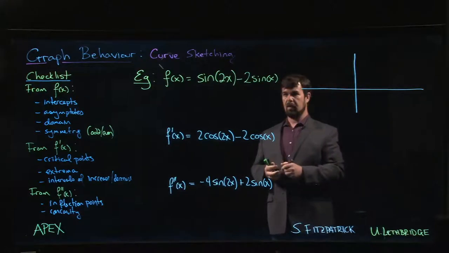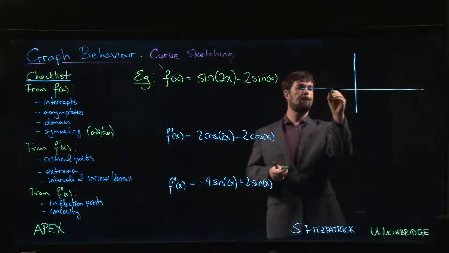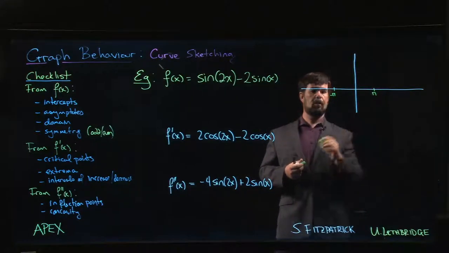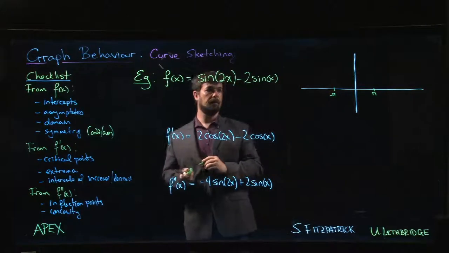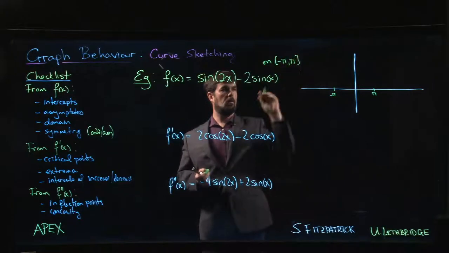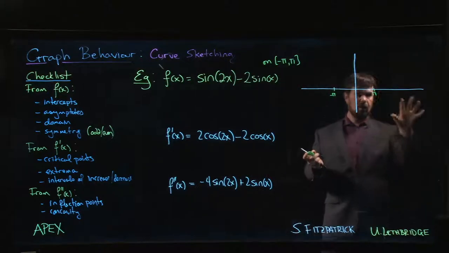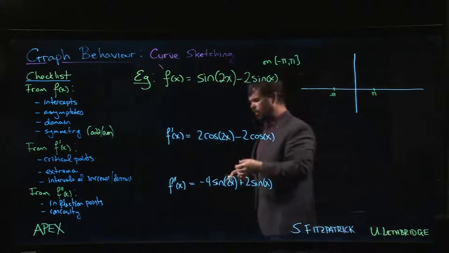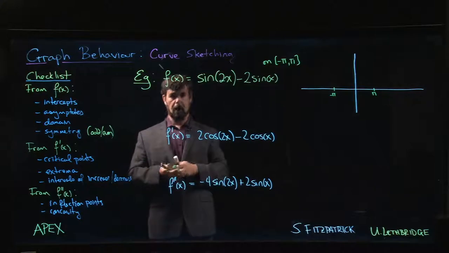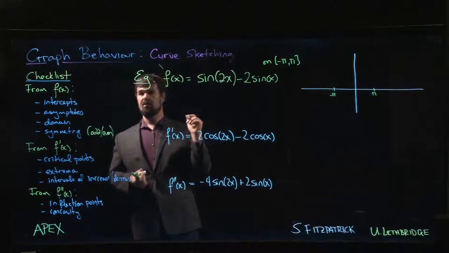So what we might do is start by just working, let's say, from minus pi to pi, okay? So we'll start there. Once we've got this thing done from minus pi to pi, we can just sort of copy-paste to get the graph everywhere else, right? And you could do 0 to 2 pi if you want. It's up to you which interval you choose to use. Now, can we do anything else with this? Well, let's see. What about intercepts?